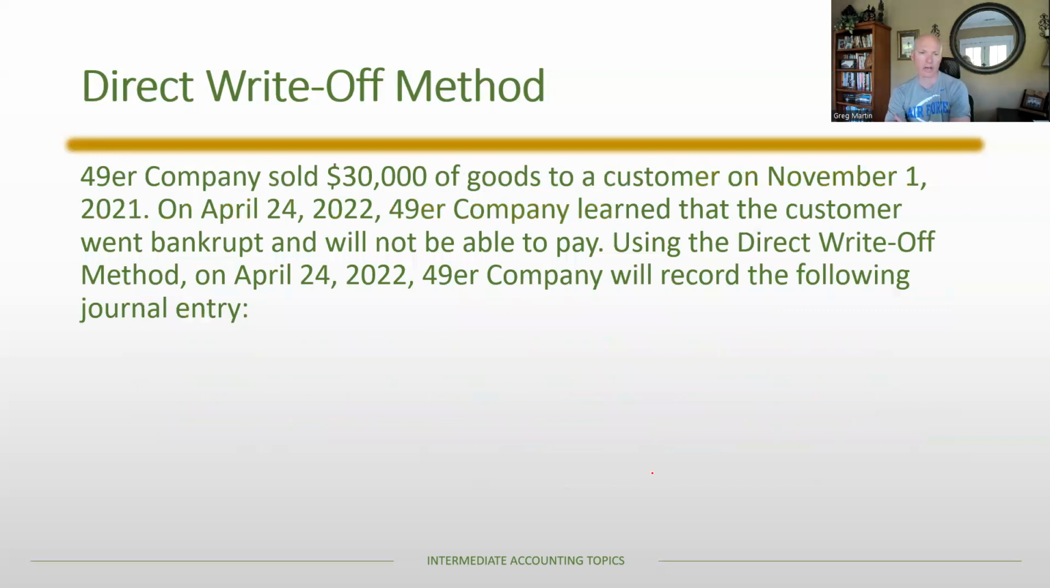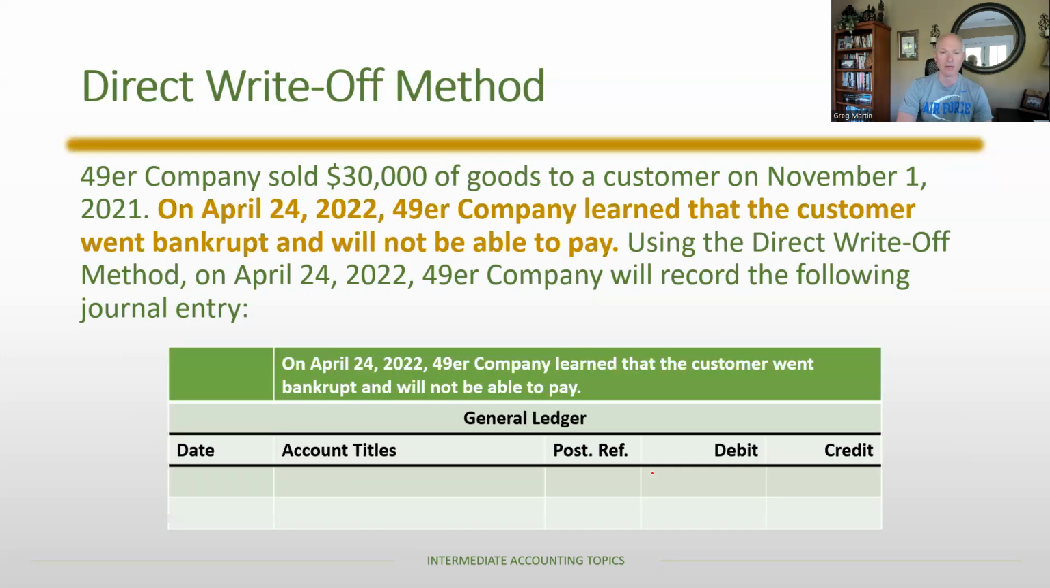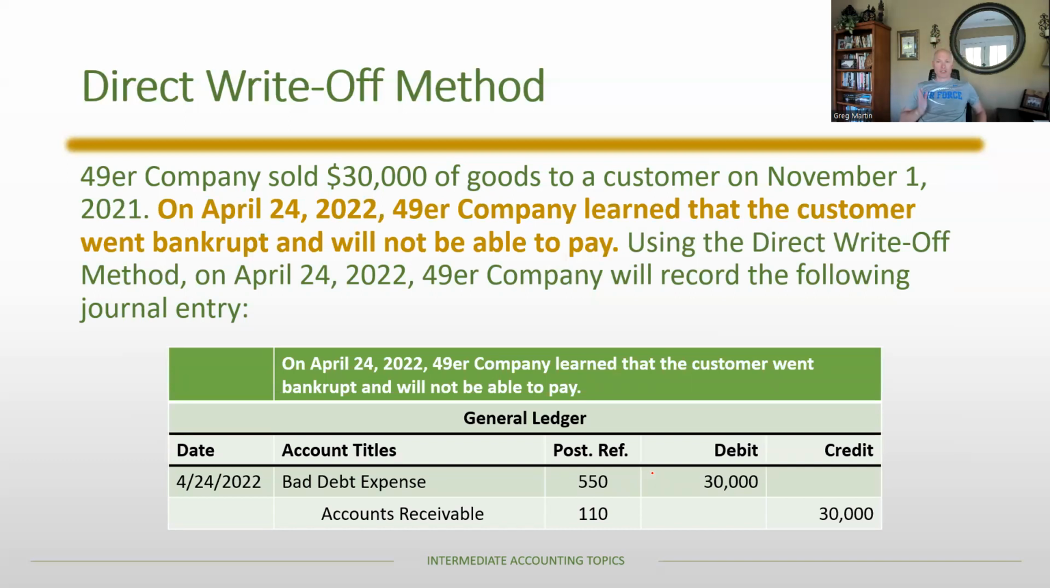So very quickly illustrating it, we sold $30,000 of goods to a customer. They went bankrupt. They know they're not going to pay. And so on April 24th, they finally record the fact that we're not getting paid. The way we do that is we debit bad debt expense. Again, this is the direct method. We debit bad debt expense. And of course, we take the receivable off of our books.